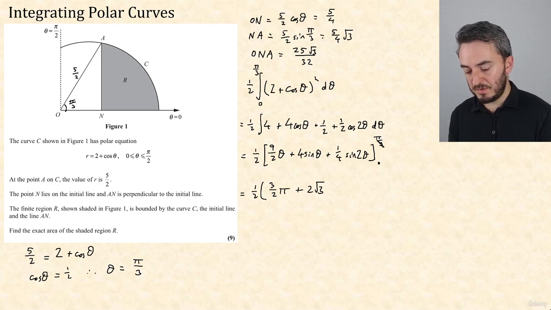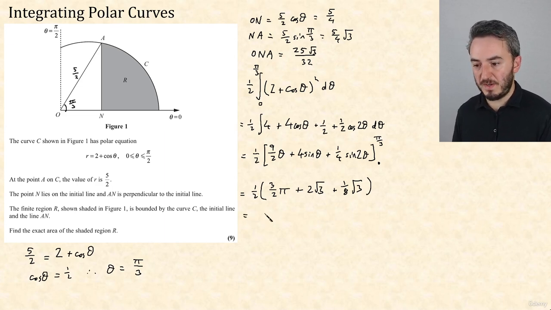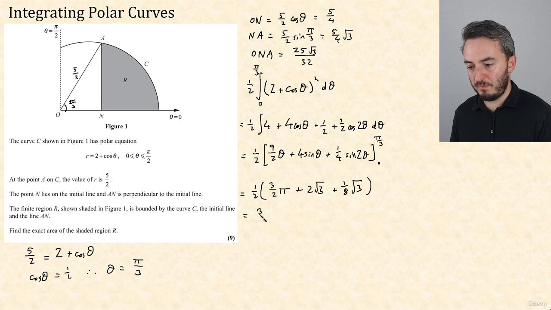Sine of 2 times pi over 3 is also root 3 over 2, and that divided by 4 is an eighth root 3. Now time to sub in 0, but when we sub in 0 we just get 0, right? 9 over 2 times 0, sine 0, sine 0. So in total, expanding all of this, we have 3 over 4 pi. And how many root 3's have we got? We've got 2 plus an eighth, and all of that over 2. So that's 17 over 16 root 3.